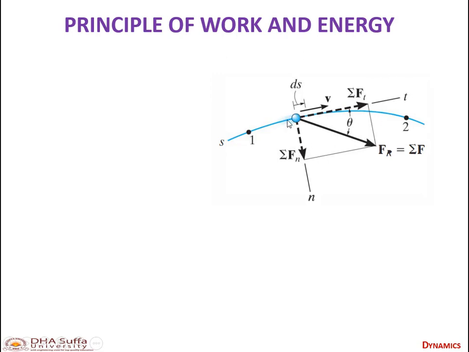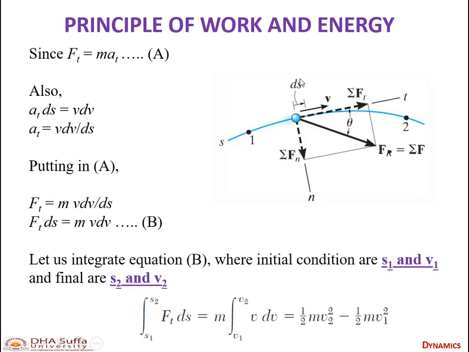Now the particle is moving in this path, and we have point 1 and point 2, and a small displacement ds being covered by the particle with the velocity v. So this is the actual figure of a particle. Now let's see what is going on. Since the motion is along the tangential direction, the work done is along the tangential direction, because there will be no movement along the normal axis.